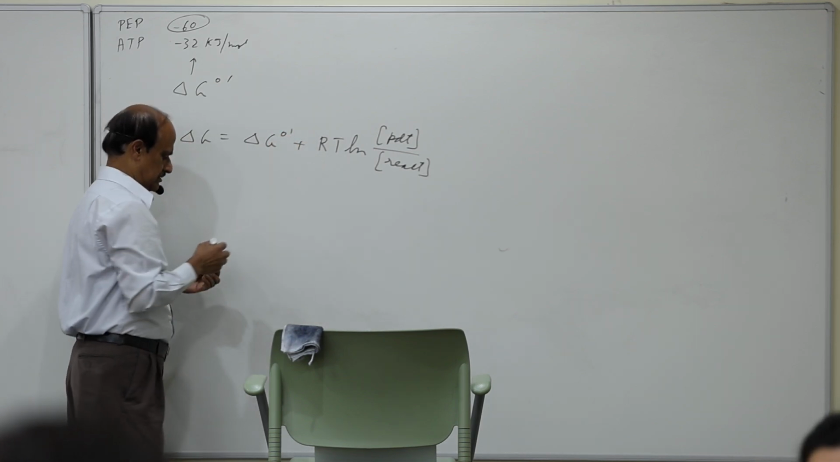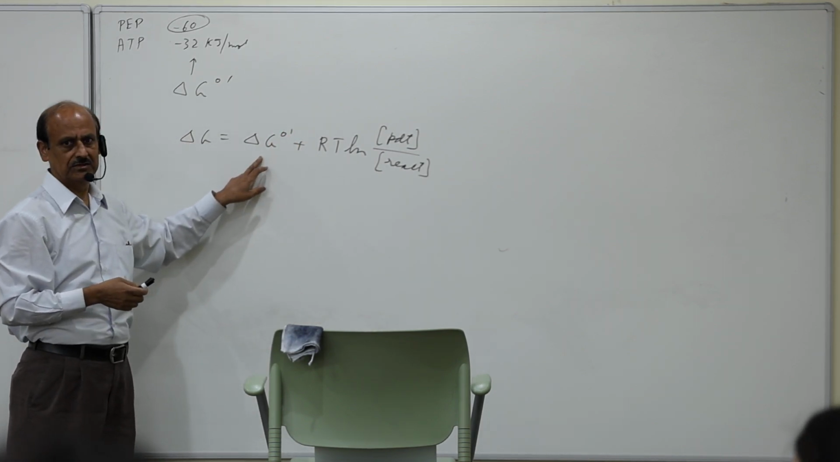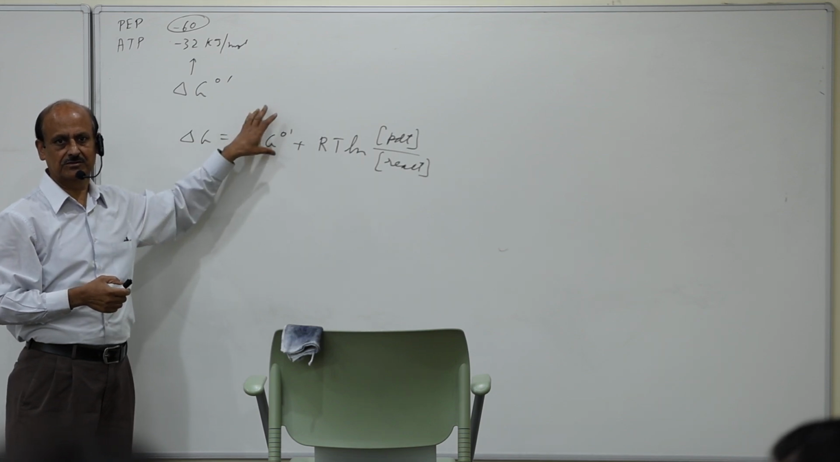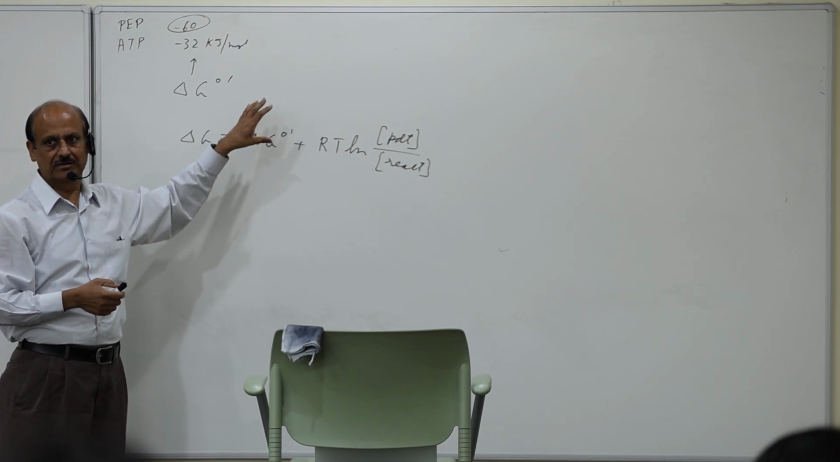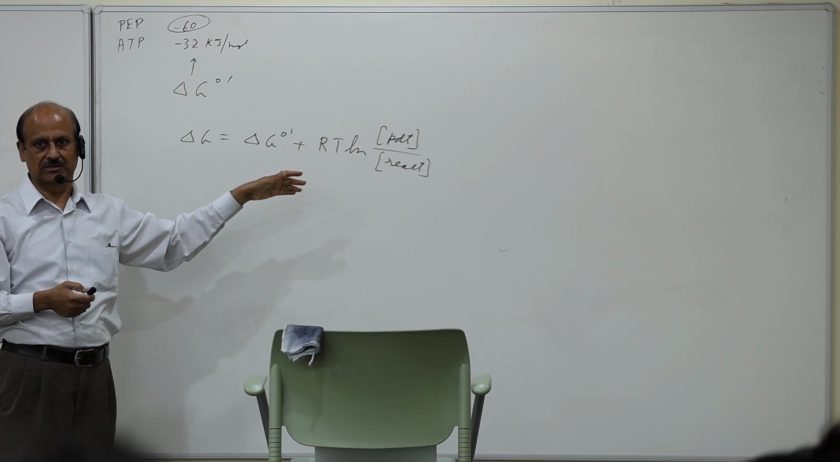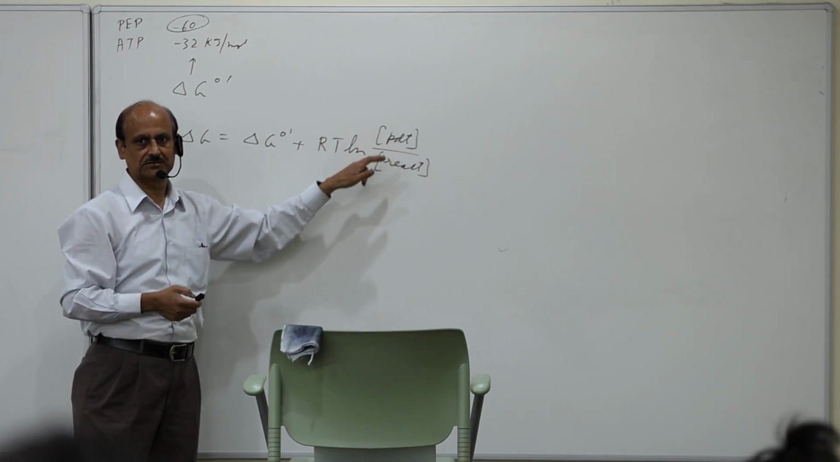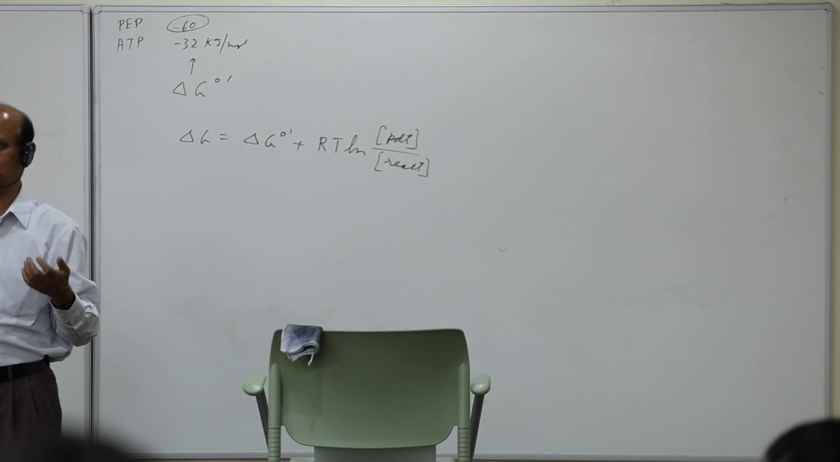And this also tells us that whatever this number is, that is not written in stone, because this is the standard free energy, and those conditions are never present in the cell, right? The cell will have a certain concentration of the reactant and the product, and delta G will change.